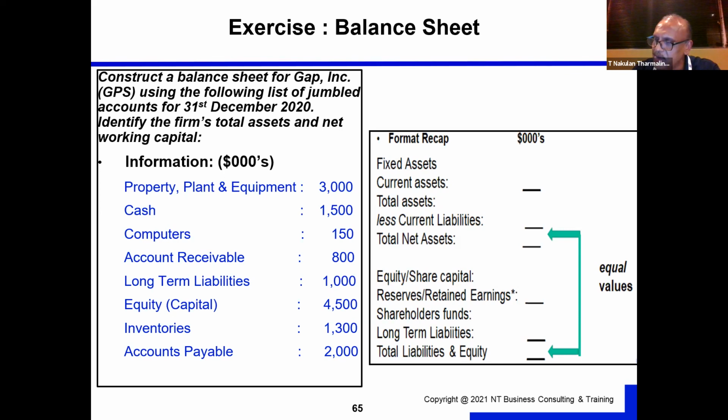So you have 1,500 in cash. Computers is 150. Sorry about it. Plus 800 is your accounts receivable, minus your accounts payable. Inventory is 1,300. 4,150 minus your accounts payable. The question is wrong, guys. Sorry about it. I'll fix it and send it to you separately. It is not a trick.